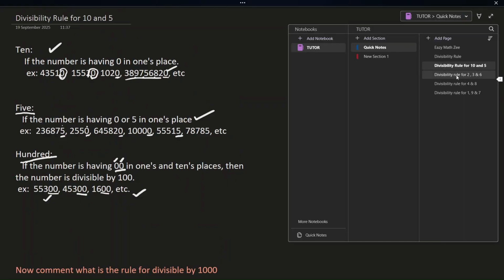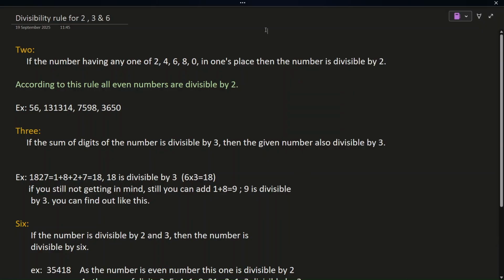Next we can see the divisibility rule for 2. If the number has any one of 2, 4, 6, 8, 0 in the ones place, then the number is divisible by 2. According to this rule, all even numbers are divisible by 2. You can see these are all even numbers, the single digit even numbers. See, in this number 6 is in the ones place, that is an even number and it is divisible by 2. In this one, 4 is in the ones place.